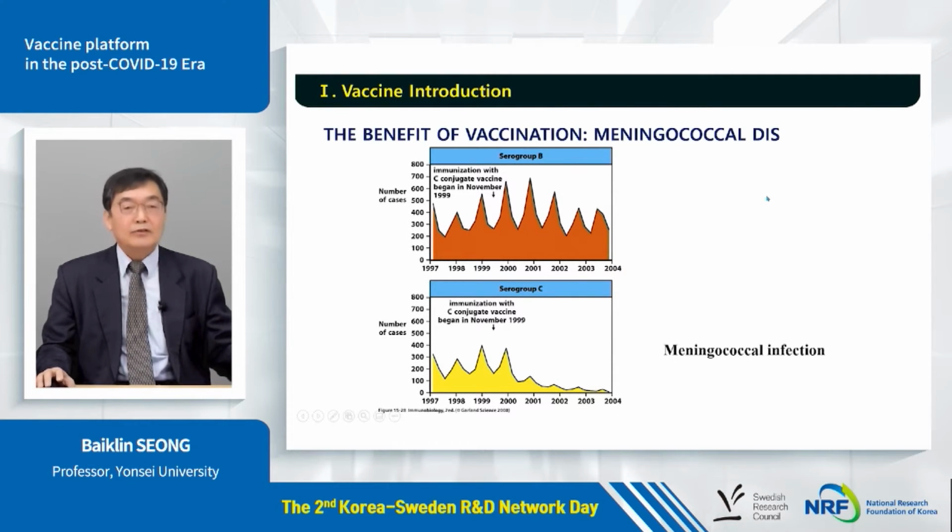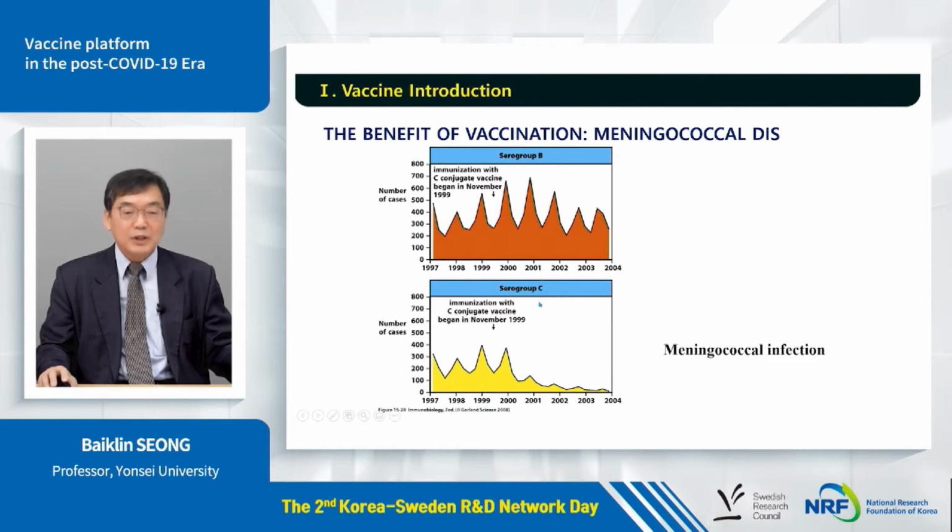One of the newer successful examples of vaccination is meningococcal disease. There are at least two different types of serogroups. Now, after the vaccine against serogroup C was developed, the incidence greatly dwindled, whereas serogroup B still persists, requiring another type of vaccine for serogroup B.